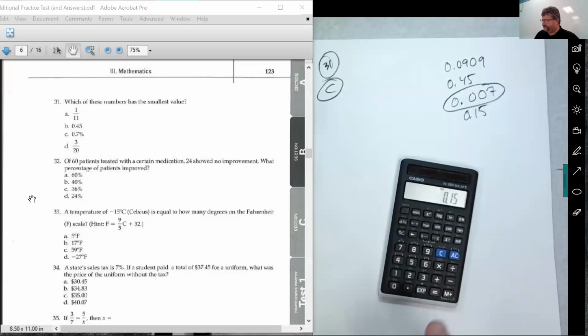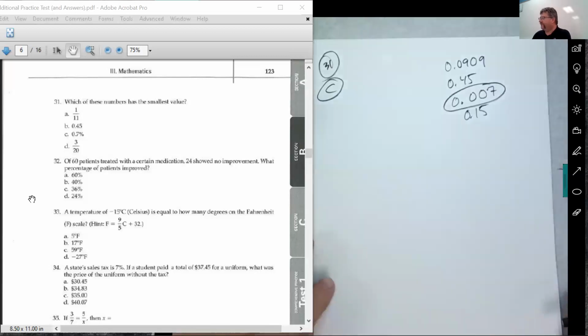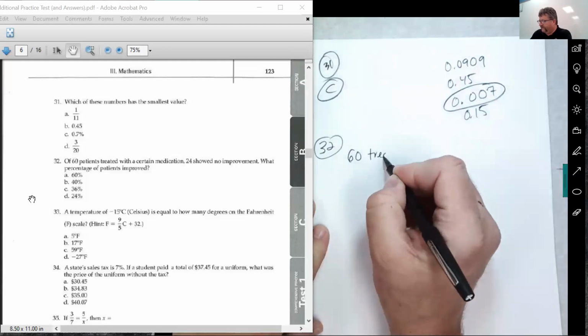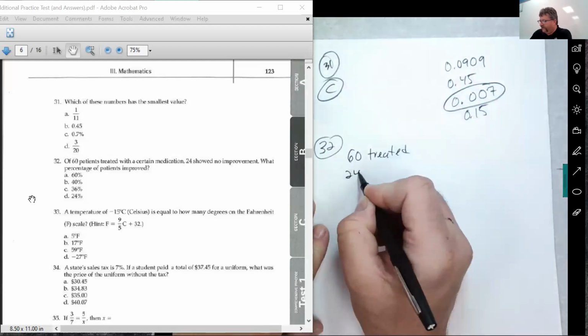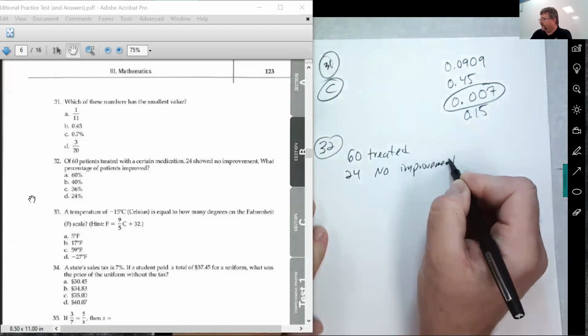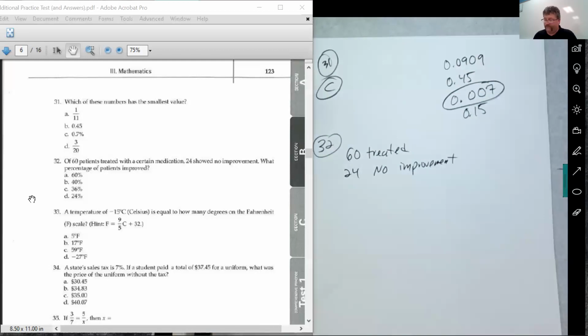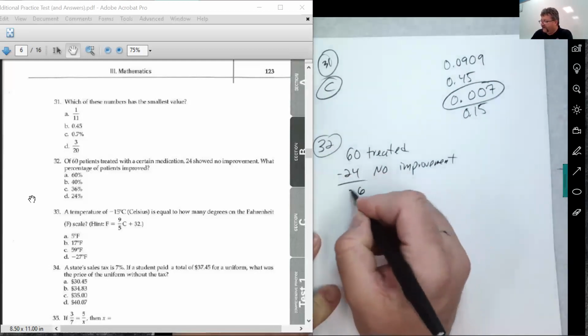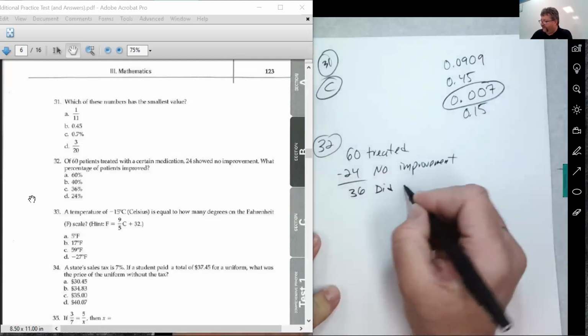Okay, 32. Of 60 patients treated with a certain medication, 24 showed no improvement. What percentage of patients improved? Okay, so 60 were treated. 24 no improvement. Okay, so we need to figure out how many did improve, right? It would be obviously a simple little subtraction problem here. 36 did improve.